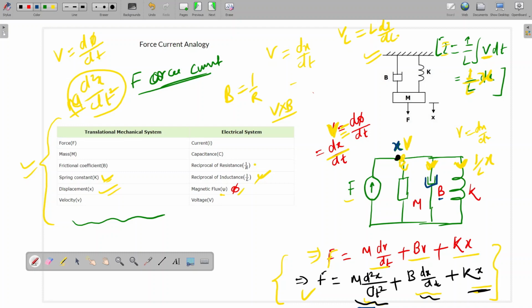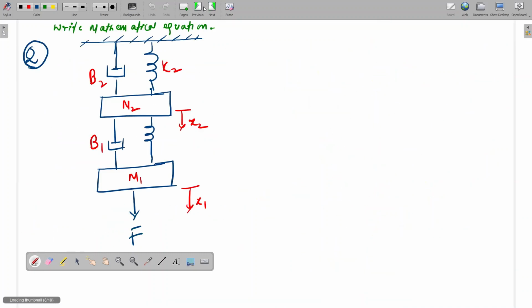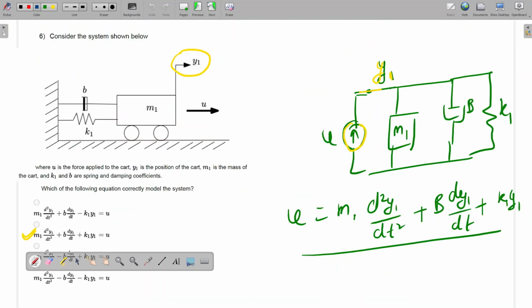Is it clear to all now? I think it is clear. Okay, so I'm moving to that question. See, this U is in series, same question is there. Here Y1 is displacement, U is the force. So force I'm taking as current. This point I'm selecting as a node, so this Y1 is the node. Here this M is connected, this B is also connected, and this K1 is connected.